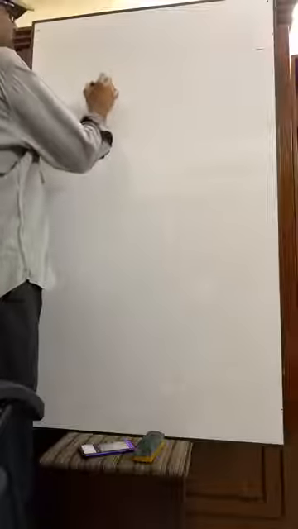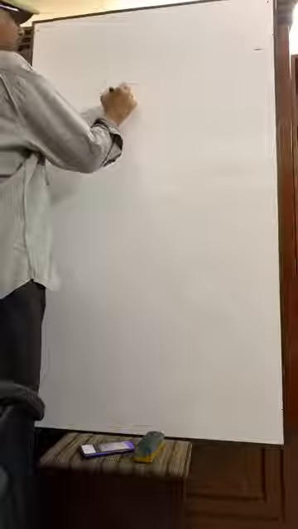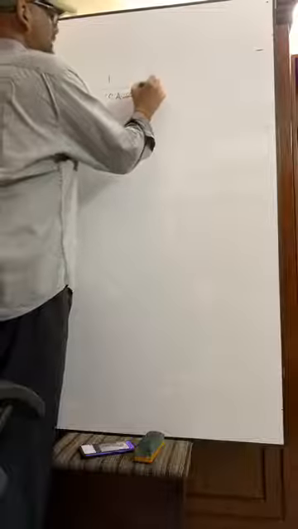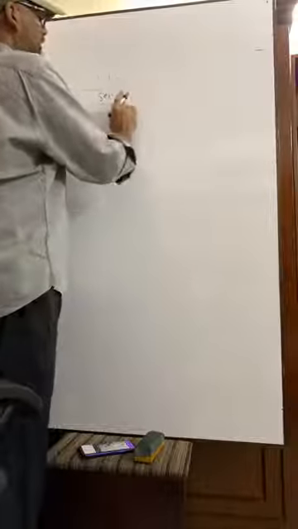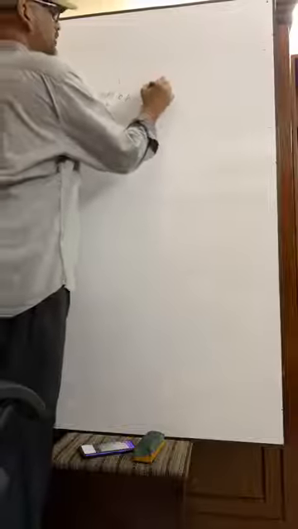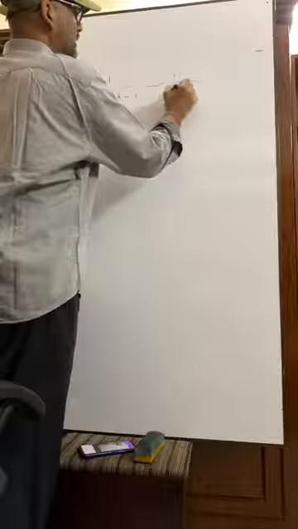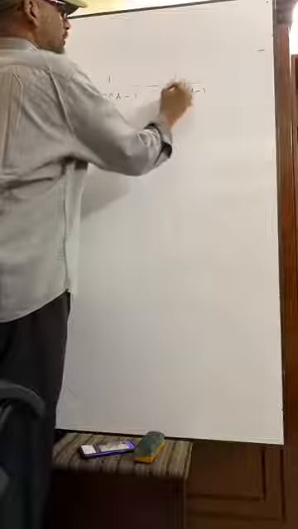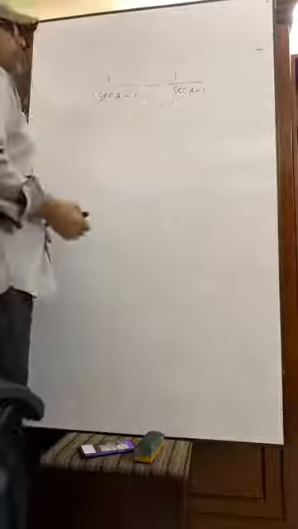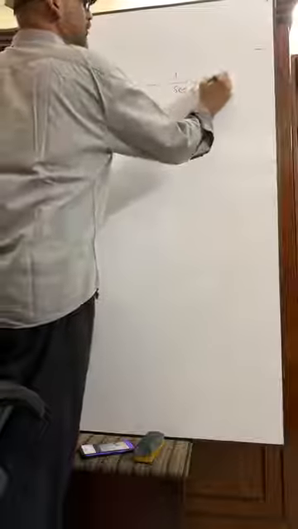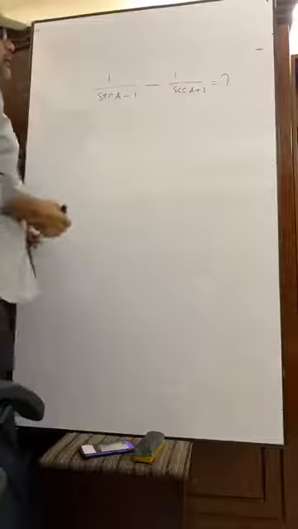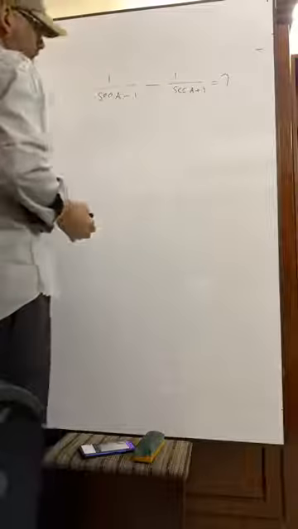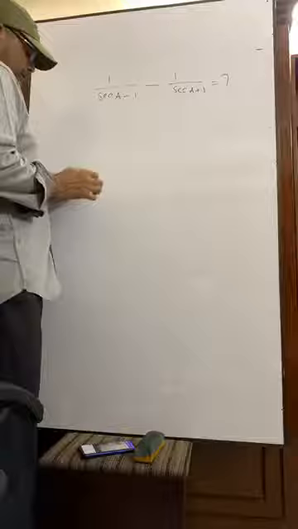1 by sec A plus 1, minus 1 by sec A minus 1. Can you tell me the answer? 1 by sec A minus 1 minus 1 by sec A plus 1 equals what? What do you do here?